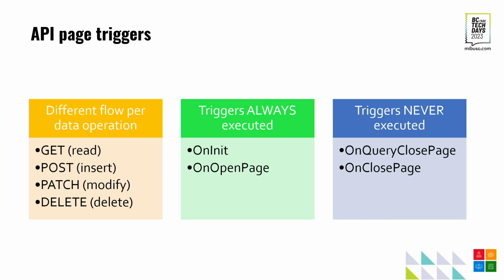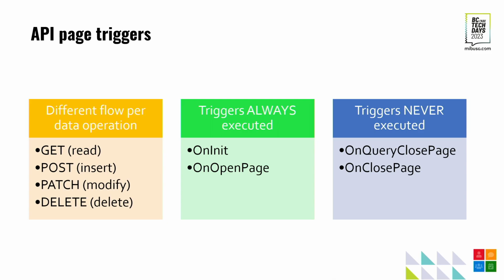Then I would like to dive a little bit into the page triggers. The API is a page. So there are a lot of page triggers there. And what I would like to point out is that those triggers are not always called, let's say, in the same way or as you would expect. So there's a different flow, different set of triggers that execute for a get, a post, a patch, or a delete. I can promise you there will be really some surprising stuff there.